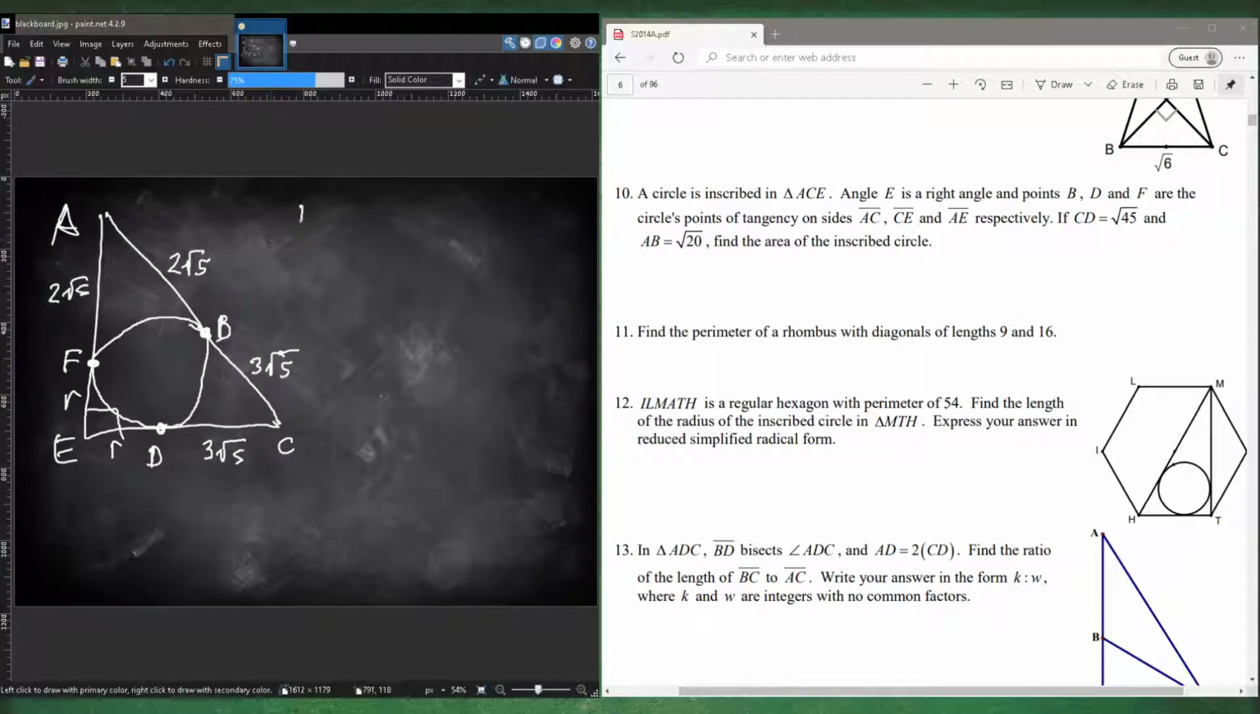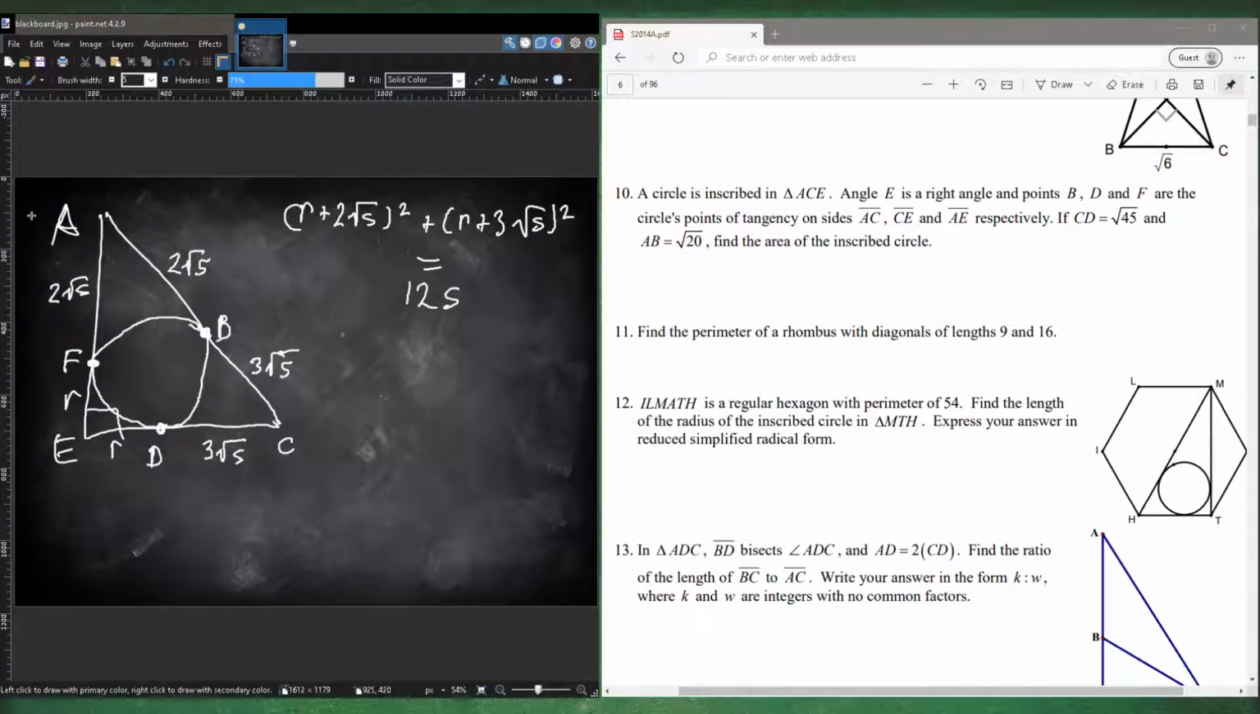So we have the radius plus 2 square root 5 squared, using your Pythagorean theorem to find your radius. Then radius plus 3 square root 5 squared is equal to 3 square root 5 plus 2 square root 5, which is 5 square root 5. And then 5 square root 5 squared is 5 times 5 times 5, which is 125.